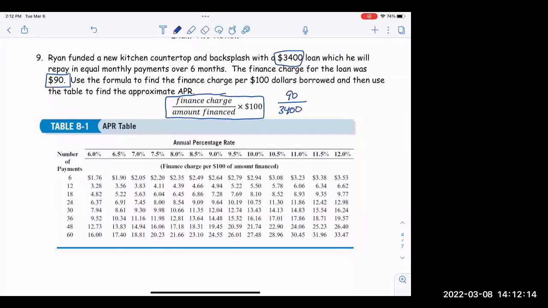So I would do 90 divided by 3,400 and then multiply that by $100. Divided by 3,400 times 100. And I get a big decimal, 2.647, but I'm just going to round it to the nearest cents. It should be $2.65. So that is the finance charge per $100 borrowed. So this basically means for every $100 we borrow, we're going to have to pay that back plus $2.65 in interest.